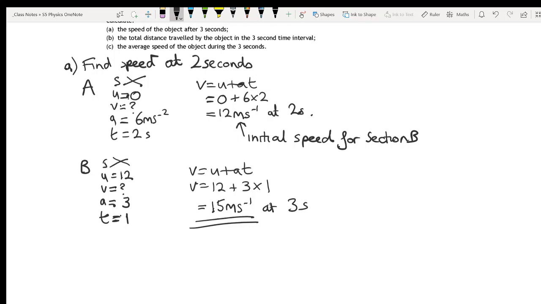Okay, so a little bit more complicated. Remember, you can only use those equations when the acceleration is constant, so if the acceleration does change, you've got to separate it out.